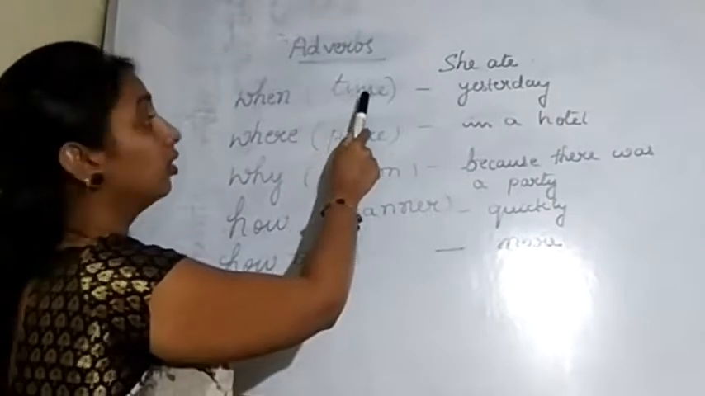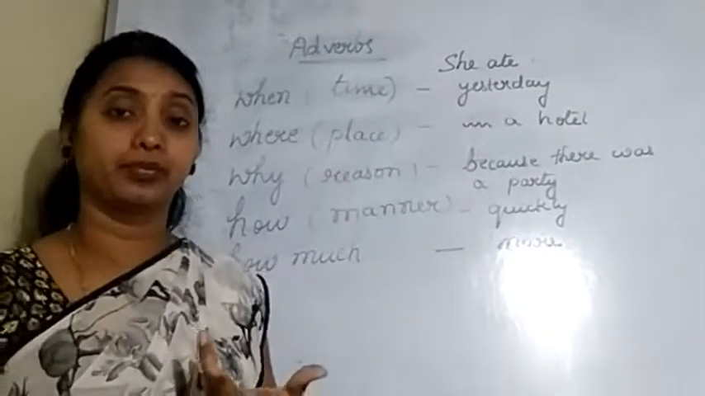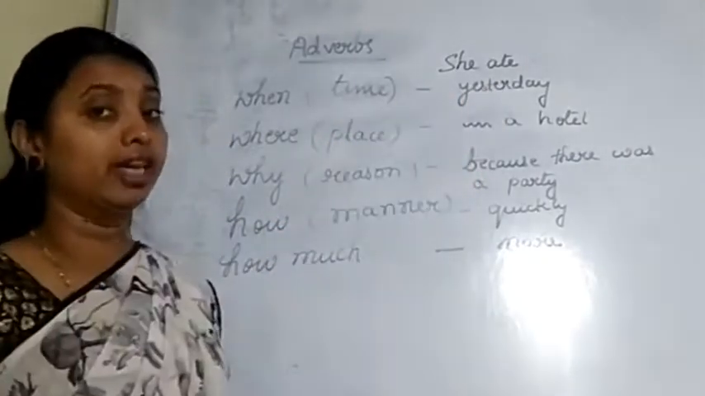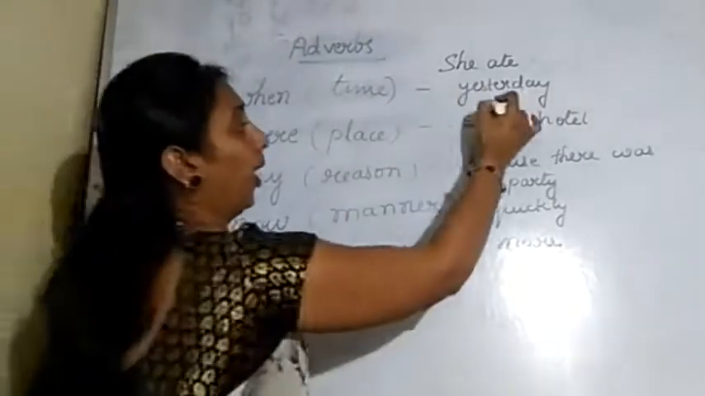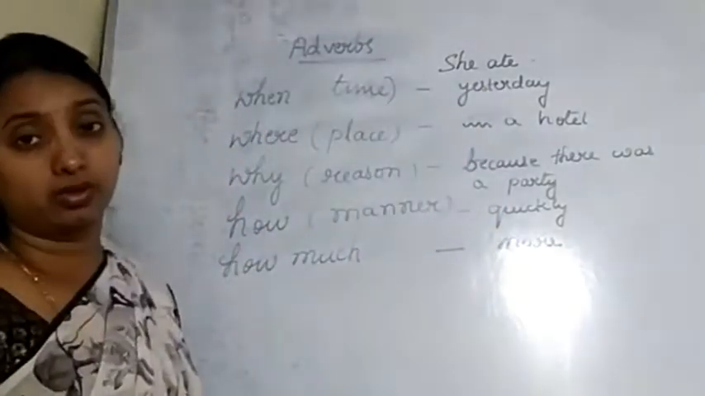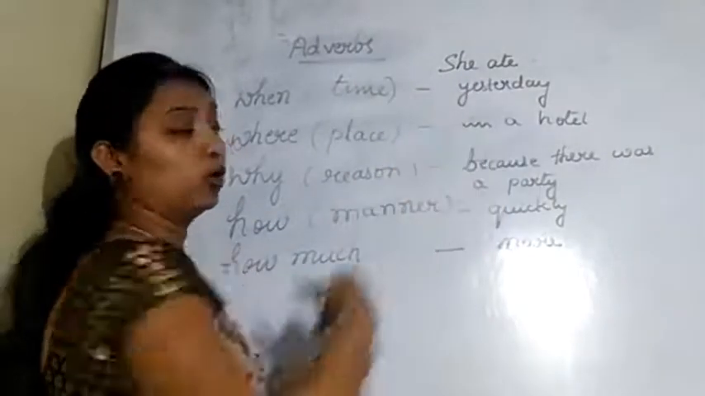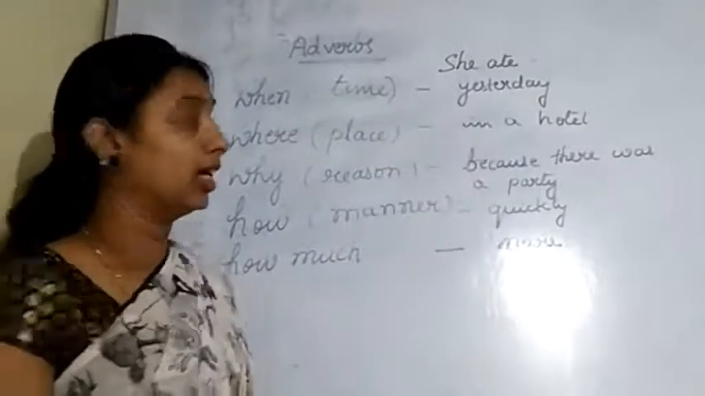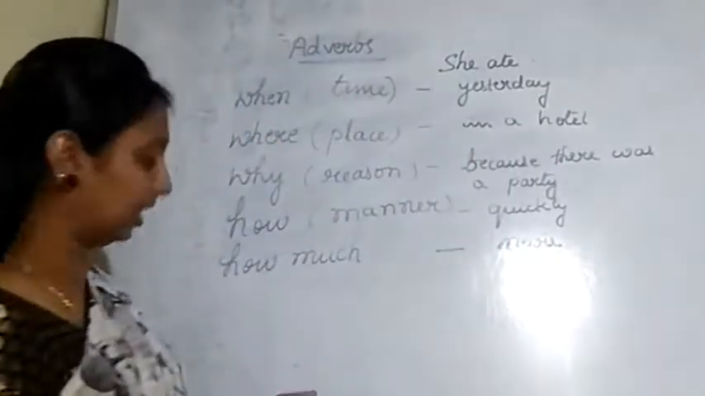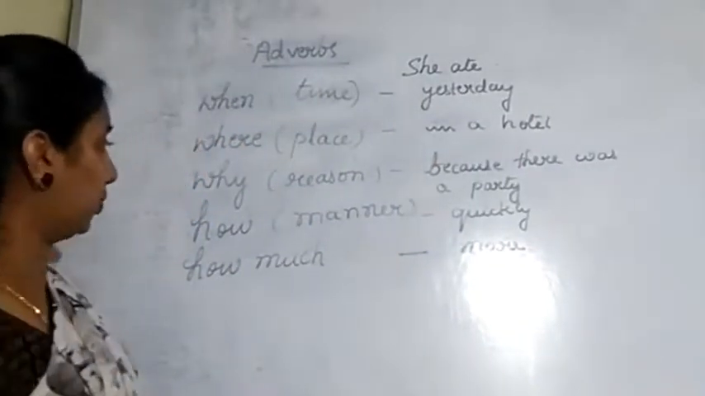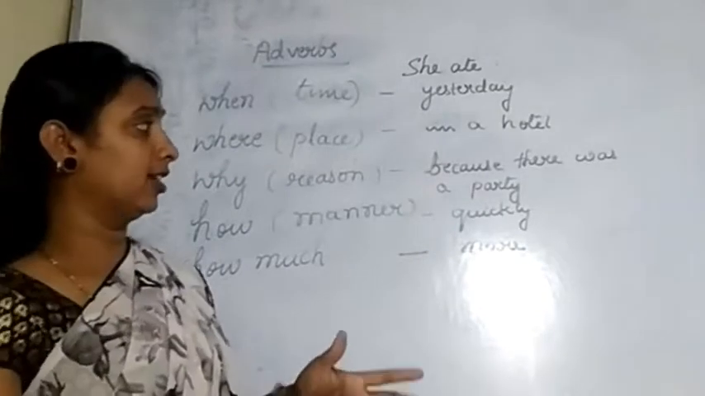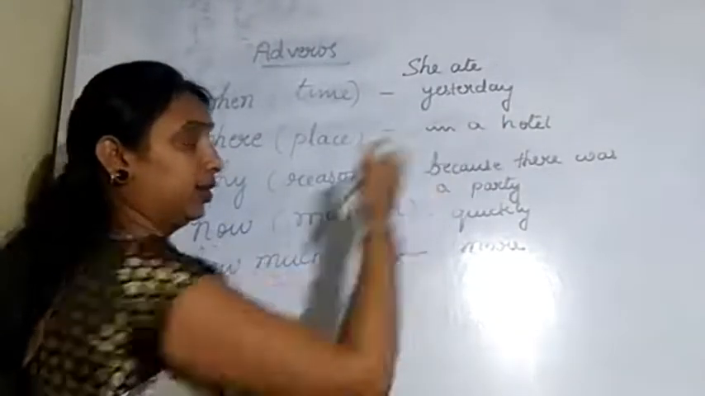Time. She ate when? Yesterday. So, it gives an answer for when. Second one. She ate where? She ate in a hotel. So, hotel is the place. So, it is giving an answer for where. Next one. She ate yesterday in a hotel.